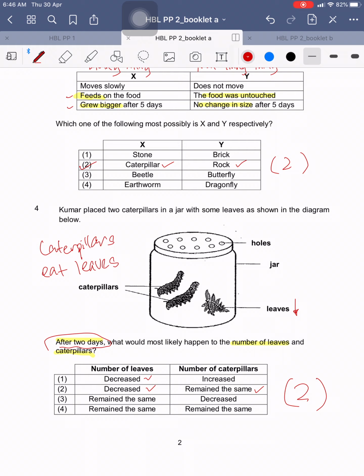Okay, next. The reason is because there's no eggs, alright, for new caterpillars to grow.